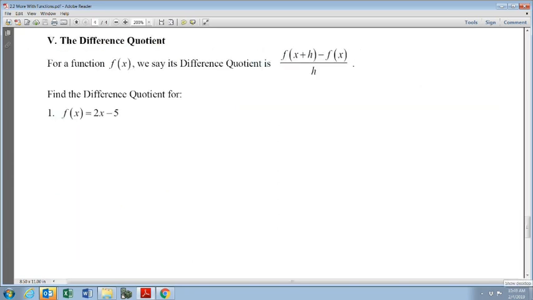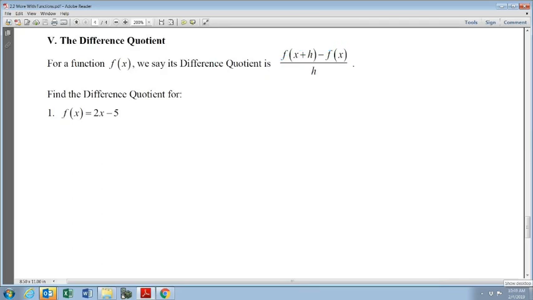Alright, let's move on to the difference quotient. For those of you going on to calculus, this is a very important concept, and we're just going to give you some practice evaluating it. It says find the difference quotient for f of x equals 2x minus 5. I'm going to do this in steps. So first of all, we've got to find this expression here.